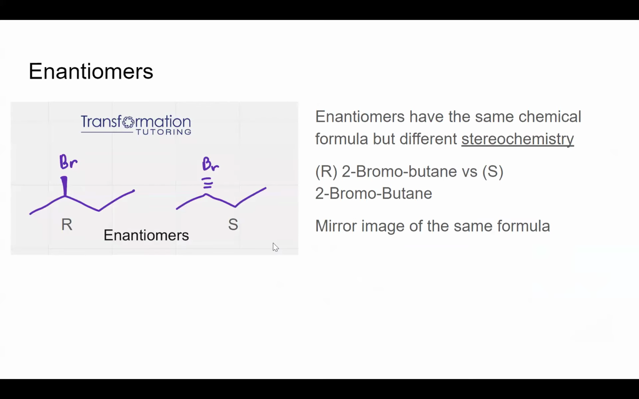Enantiomers. They have the same chemical formula, but different stereochemistry, and they are non-superimposable mirror images. So this is a picture of R and S 2-bromobutane. Butane has 1, 2, 3, 4 carbons, right? This one has a bromine coming towards us, while this has a bromine coming away from us. Although it looks similar, it has entirely different chemical composition, same chemical formula, different compound.